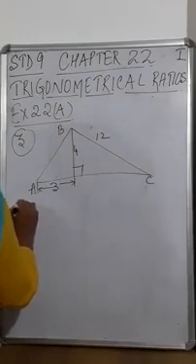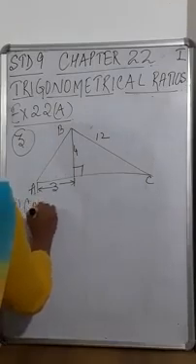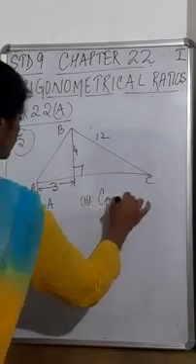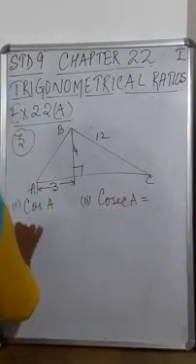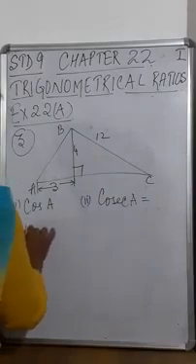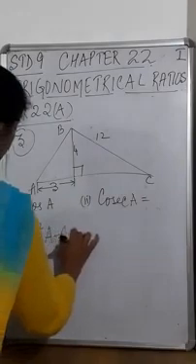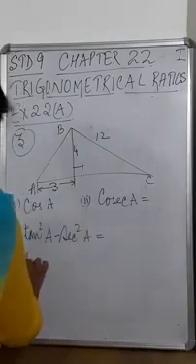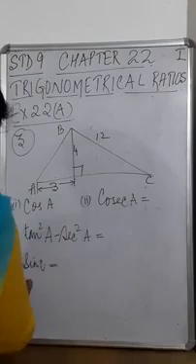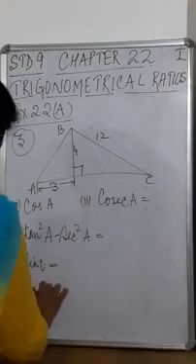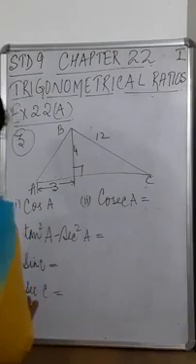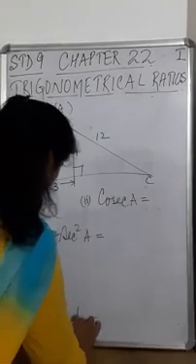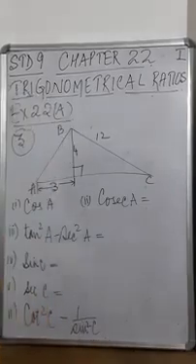From the following figure, find the values of the first one, cos A. Second, cosec A. Third, tan square A minus sec square A. Fourth, sin C. Fifth, sec C. Sixth, cot square C minus 1 by sin square C.